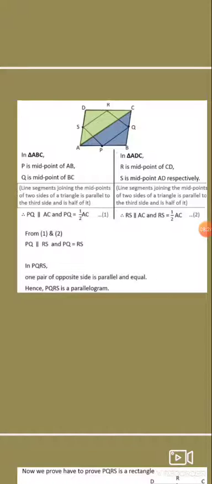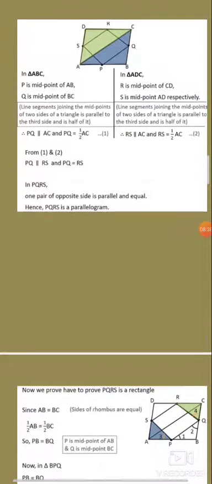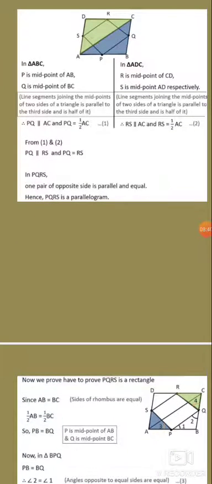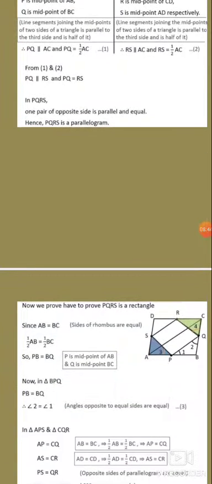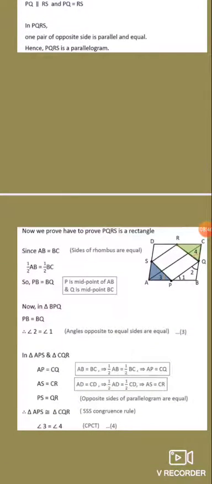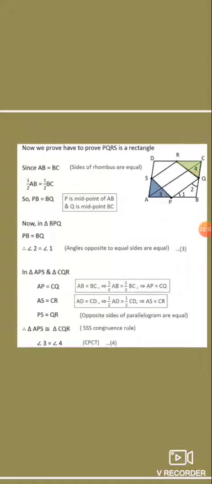RS is half of AC. Now listen carefully to equations 1 and 2. From 1 and 2 we can write PQ is parallel to RS and PQ is equal to RS. Now in PQRS, one pair of opposite sides is parallel and equal. Hence PQRS is a parallelogram.